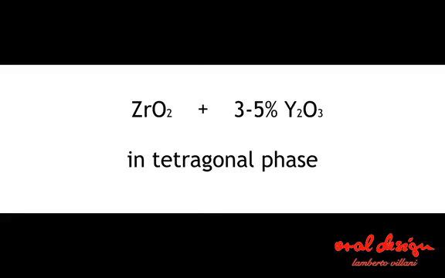So to get the stable material that can be used in dentistry and medicine also in general, the zirconium dioxide is stabilized by adding from 3 to 5% of yttrium in tetragonal phase. This very small amount of yttrium inhibits tetragonal to monoclinic transformation below 1170 degrees, allowing the presence of tetragonal phase at the room temperature.